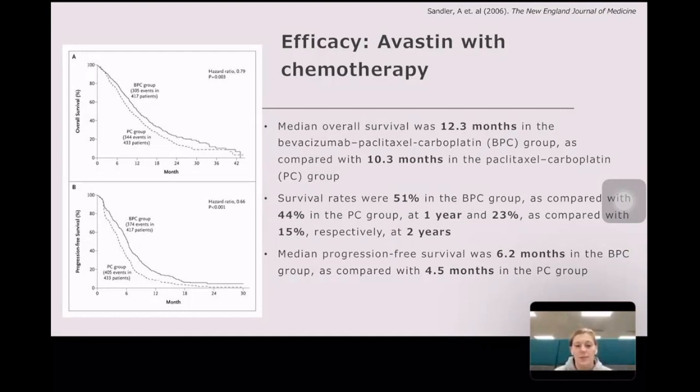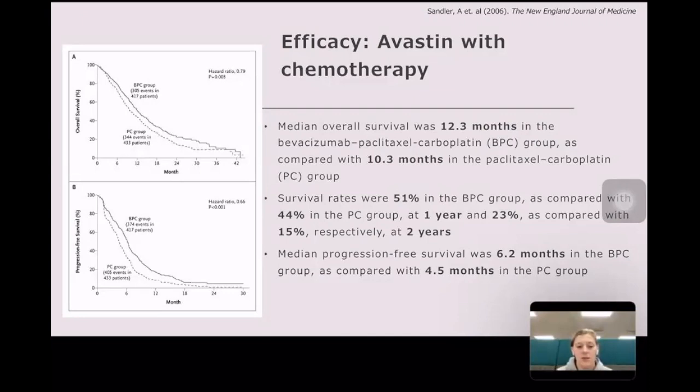labeled as BPC. Looking at the overall survival, the median overall survival was 2 months more in the group with Avastin. As you can see, the BPC group had a median survival of 12.3 months compared to 10.3 months for the PC group. This overall survival can also be viewed as percentages, with the Avastin group showing slightly more survival at both 1 year and 2 years compared to just the PC group.